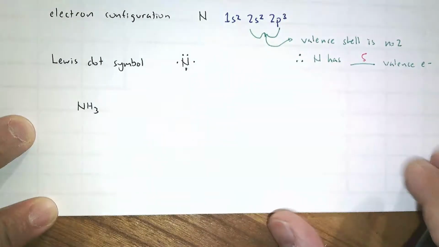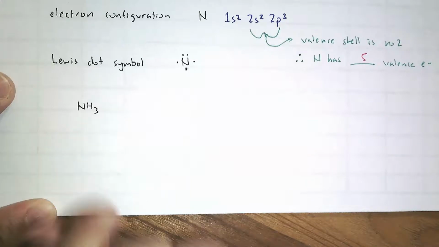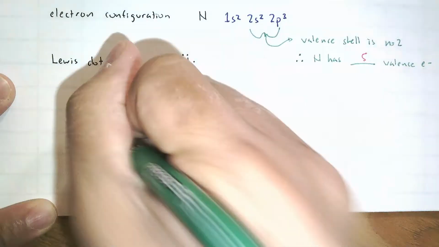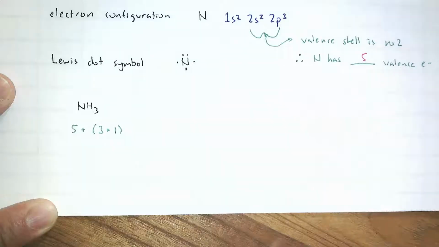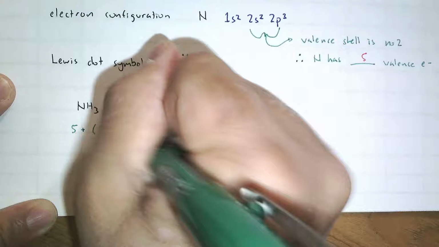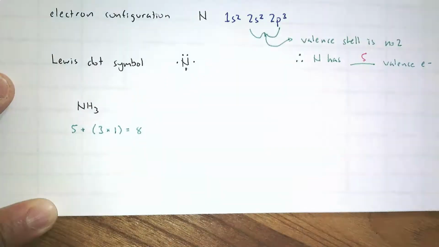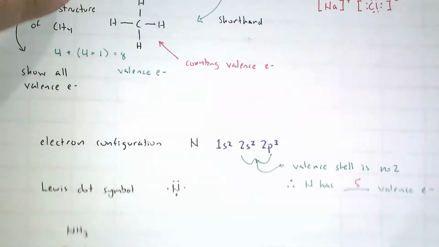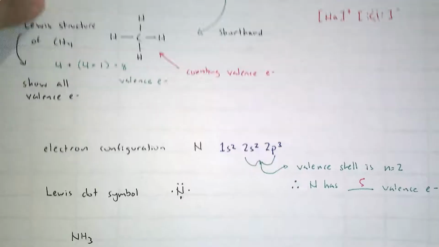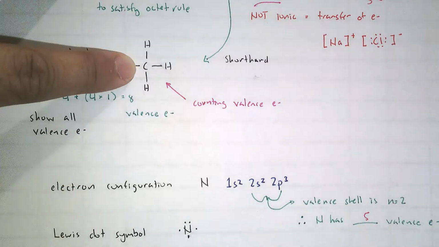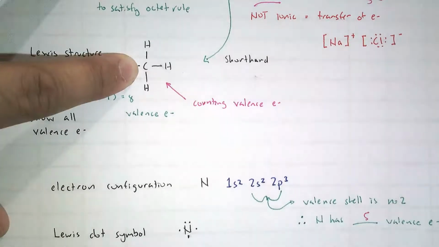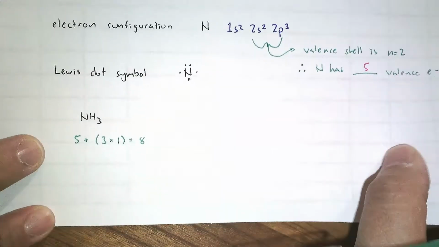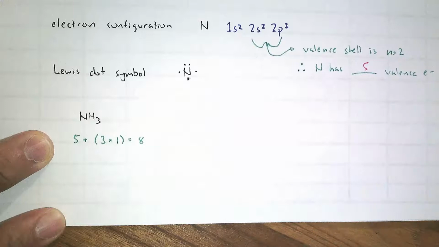Let's practice. Count the number of valence electrons. There are 5 for nitrogen. There are 3 hydrogens that each give 1 valence electron. So this is also 8. The reason why we're getting 8 all the time is that the only atom in our structures that has to satisfy the octet rule is the central atom, and there's only one of those. Carbon needs 8 valence electrons. Nitrogen needs 8 valence electrons. We could accomplish that by adding 3 hydrogens.